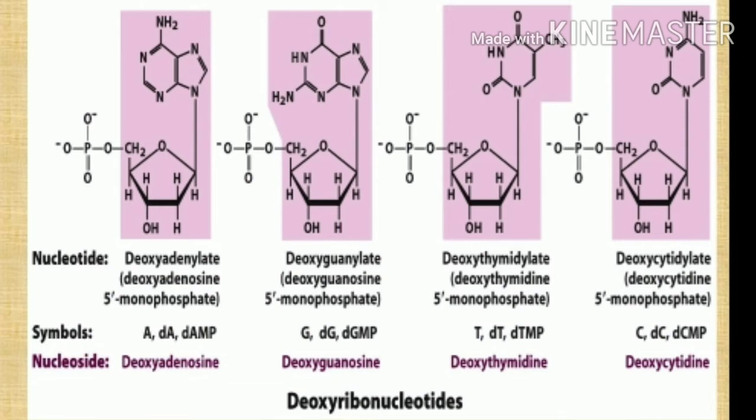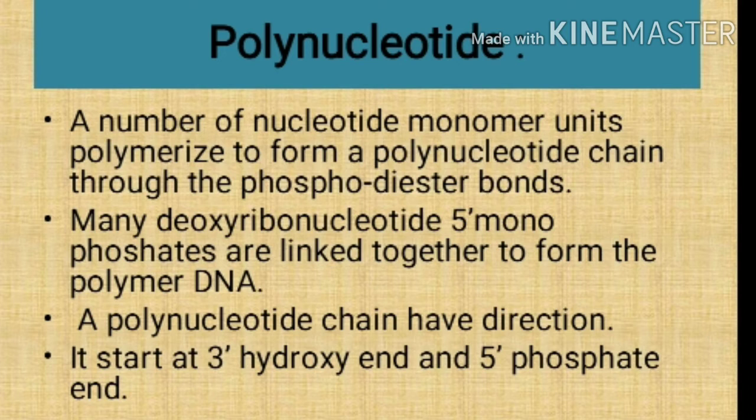What is a polynucleotide? A number of nucleotide monomer units polymerize to form a polynucleotide chain through phosphodiester bonds. Many deoxyribonucleotide 5' monophosphates are linked together to form the polymer deoxyribonucleic acid. These polynucleotide chains have direction. They contain a 3' hydroxy end and a 5' phosphate end.